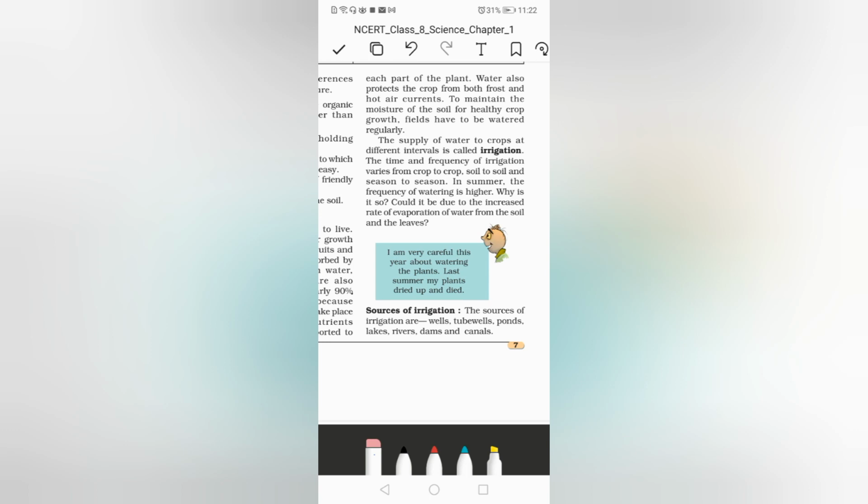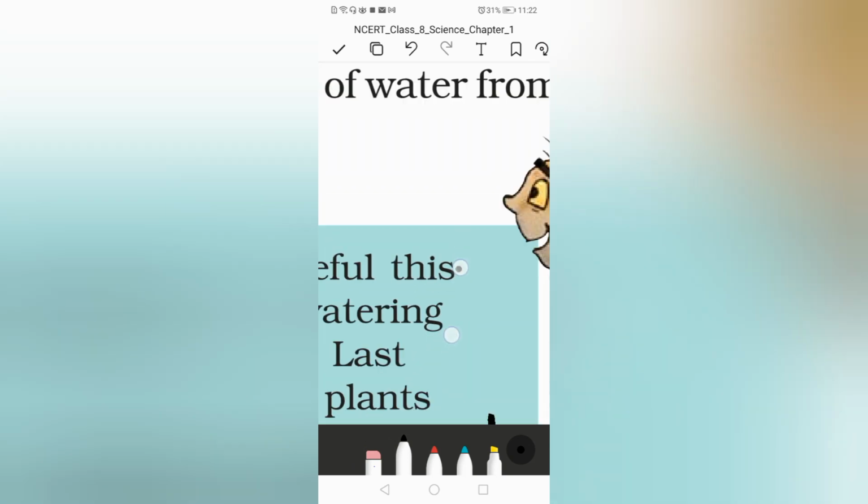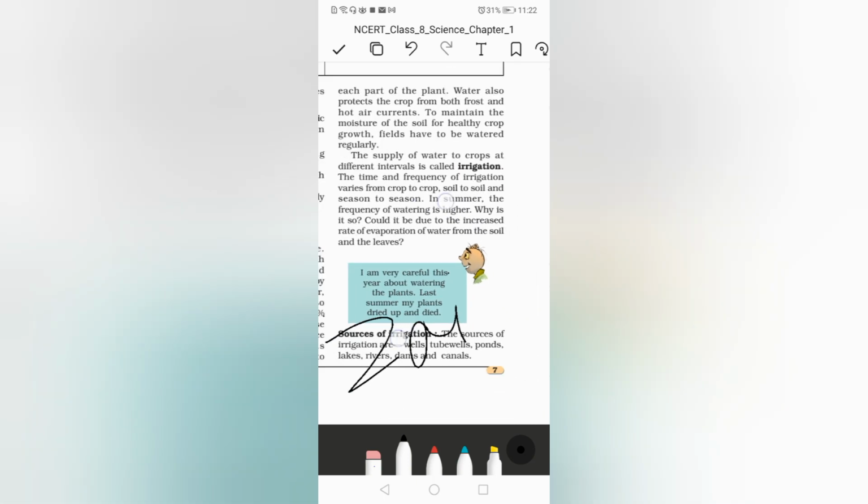The time and frequency of irrigation varies from crop to crop. So some crops need more water than other crops, so you have to give more water to that crop. Some crops like cactus barely even need any water. It also varies from soil to soil and season to season. Soil depends on the nutrients in there, and season depends on rabi crops, kharif crops, zaid crops. I don't think I've discussed zaid crops with you yet. I will do that after irrigation.